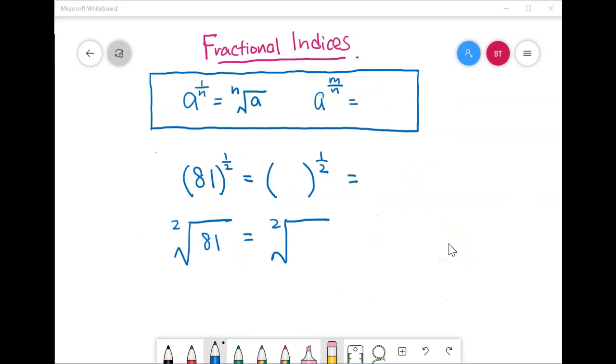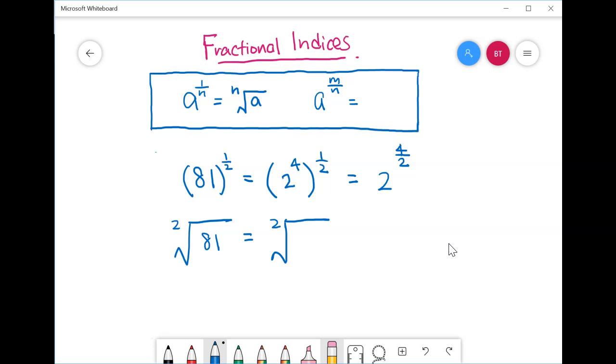So here I bring back the original example one more time, and we try to understand the situation of m over n. 81 we can rewrite as 3 to the power of 4. You can use your calculator to confirm this. And we can use law 3 to help us simplify the power into 3 to the power of 4 over 2. So essentially, I have a situation where this 3 works like the a, this 4 works like the m, and this 2 works like the n.